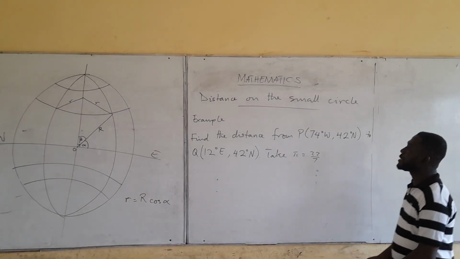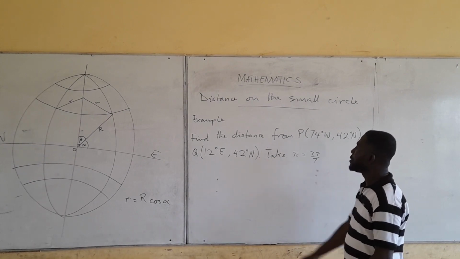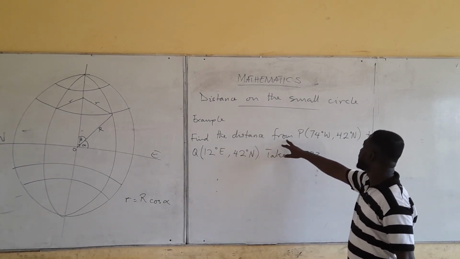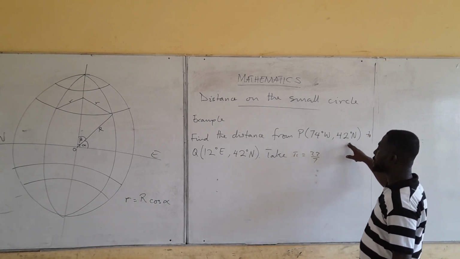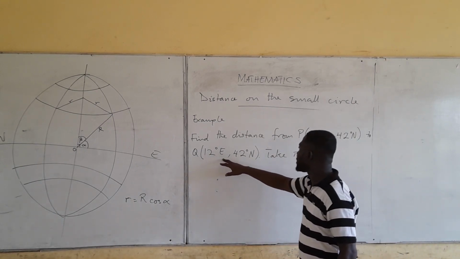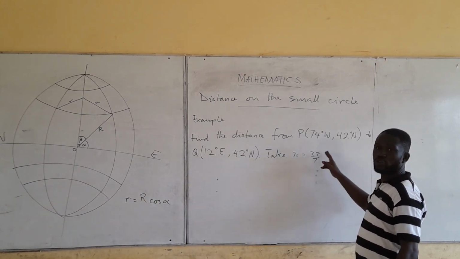Now, let's look at distances on the small circle. So, for example, find the distances from P, 74 degrees west, 42 degrees north, and then Q, 12 degrees east, 42 degrees north. We are taking pi to be 22/7.